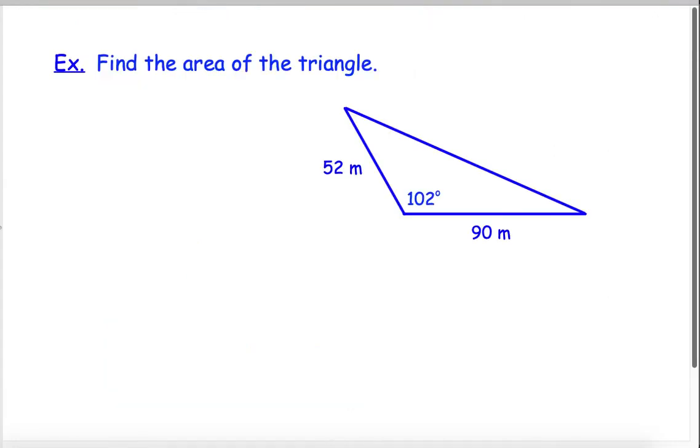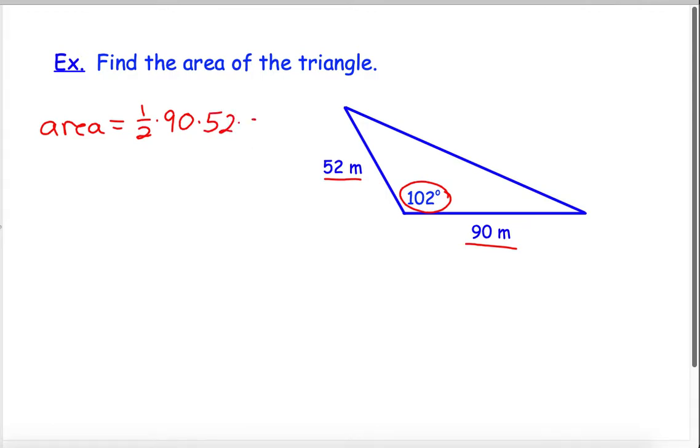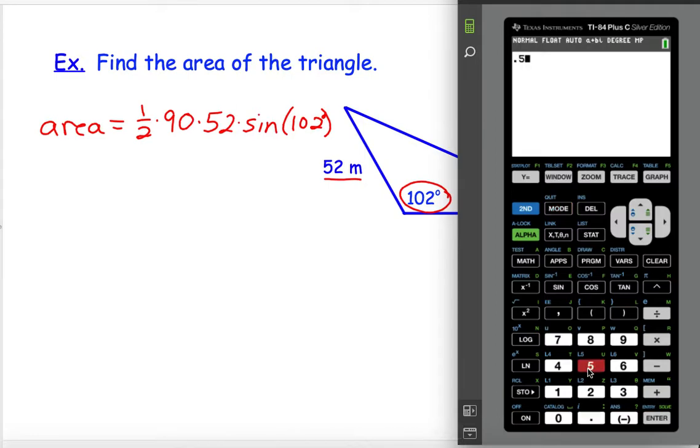So let's take a look at an example. Find the area of this triangle. All right, you might want to hit pause, try and calculate it, and then compare your answer. All right, first thing I notice is I do have two sides, and I do have the angle between them. So the area should equal 1/2 the two sides multiplied together, 90 times 52, times the sine of the angle between them. And then we'll grab a calculator and punch that in. 0.5 times 90 times 52 times the sine of 102. Make sure you're in degree mode. I think I'm in degree mode, yep.